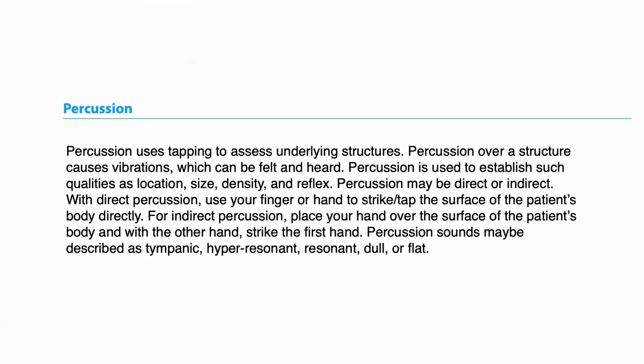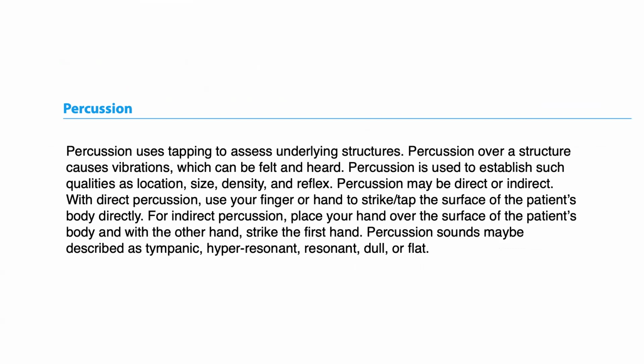Percussion uses tapping to assess underlying structures. Percussion over a structure causes vibrations which can be felt and heard. Percussion is used to establish such qualities as location, size, density, and reflex. Percussion may be direct or indirect.